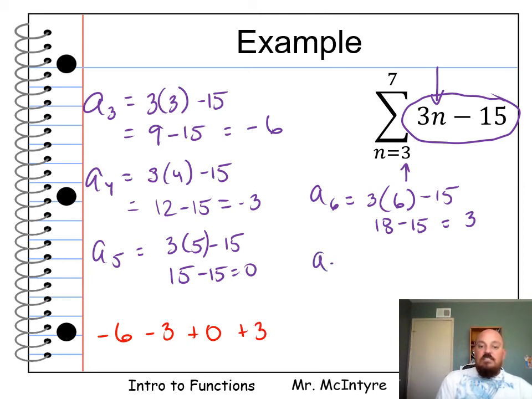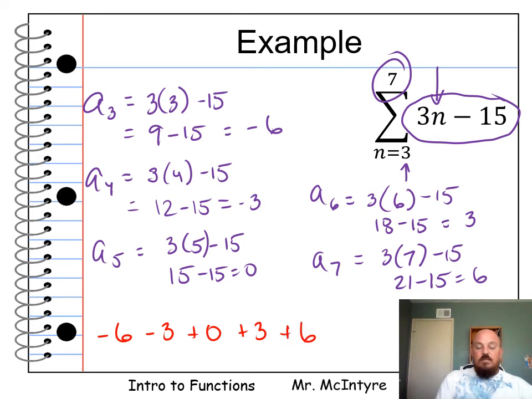The next number I plug in is 7, and this is where I stop, because remember I got a 7 up here. 3 times 7 minus 15. 3 times 7 is 21. 21 minus 15 is 6, so I'm going to have a plus 6 on the end. So basically what I did, I started by plugging in 3 for n. I counted through all my numbers, 4, 5, 6, 7. Then I stopped when I got to 7. That's how sigma notation works. You're plugging in every number starting with the bottom one, counting by ones until you get to the top number.